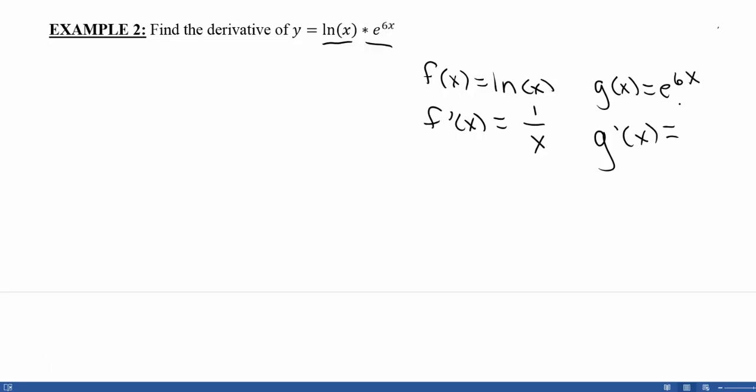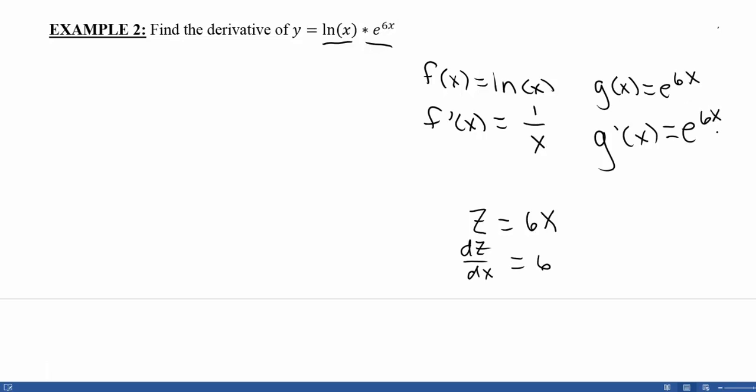So I'm going to go down below and say, okay, for an e to something complicated, z is going to be the power of e, which is 6x. And dz dx, the derivative, is 6. And my chain rule said that I'm going to have e to the z, which is the same thing back, times dz dx, so times 6. So I have to use the chain rule to get my g prime of x. But now that I have that, I can plug it into my formula.